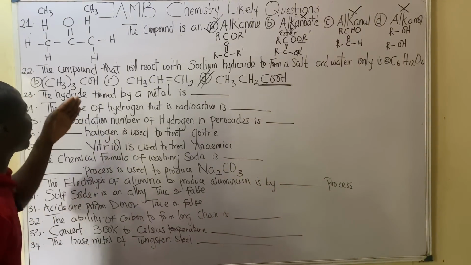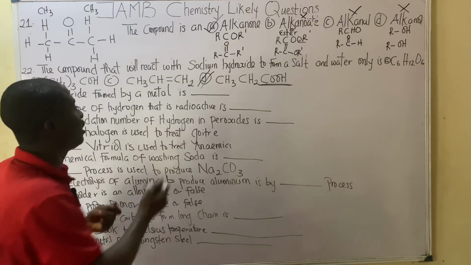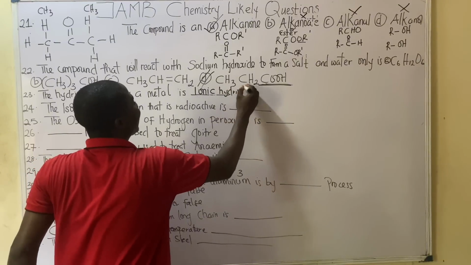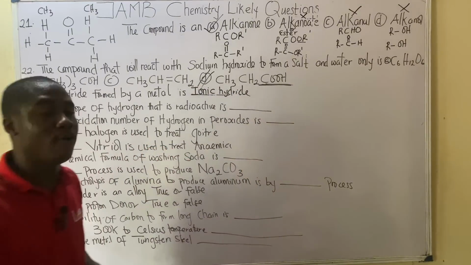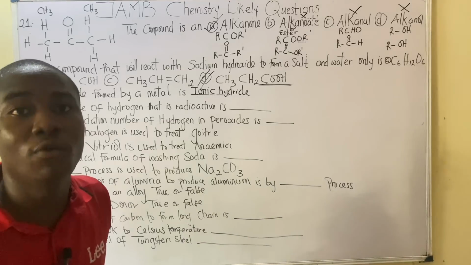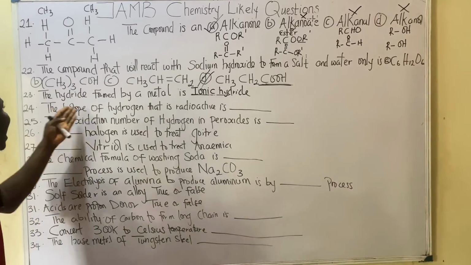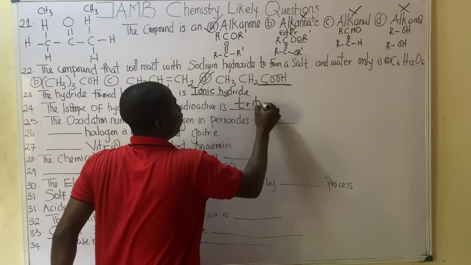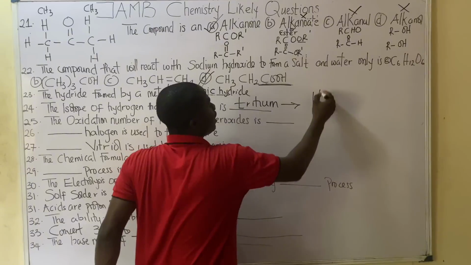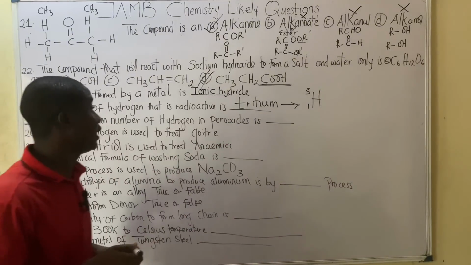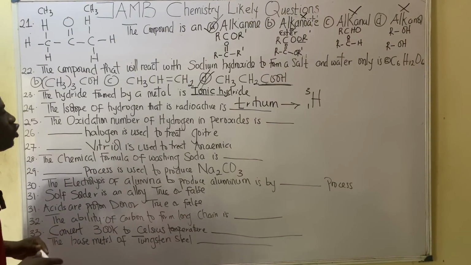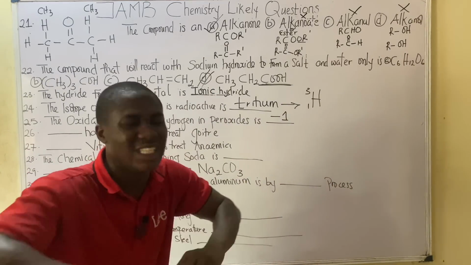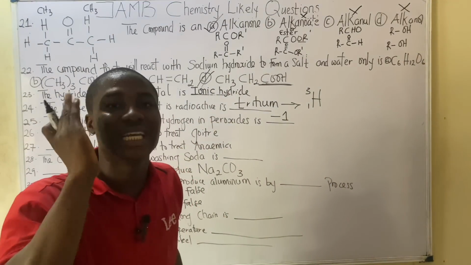It says the hydride formed by a metal is simply called an ionic hydride. Note this. It's called what? An ionic hydride. But hydrides formed by non-metals are called covalent hydrides. That's for that. So the isotope of hydrogen that is radioactive is called tritium. Okay, it's called tritium, and the symbol of tritium is H31. Okay, question number 25 says the oxidation number of hydrogen in peroxides is -1, but the oxidation number of oxygen in most other compounds is +1.